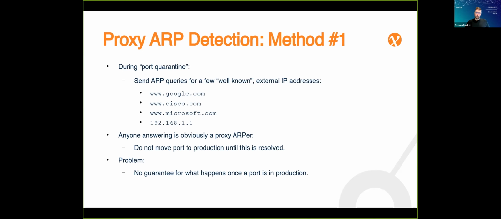So proxy ARP detection method 1 is fairly obvious. During the port quarantine, we send ARP queries for a few well-known external IP addresses. So that's IP addresses that we know are not on the peering LAN. I just listed a few, including a little bit of RFC 1918 space. And that usually works very well because anybody answering those ARP queries is obviously running proxy ARP. And we will not move the port to production until that has been shut off. The problem is that there's no guarantee for what happens once a port goes to production.